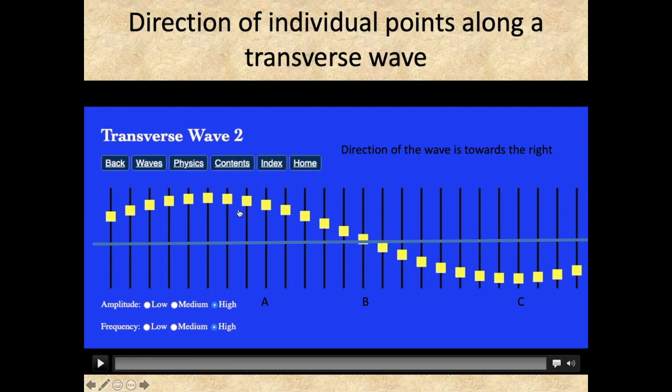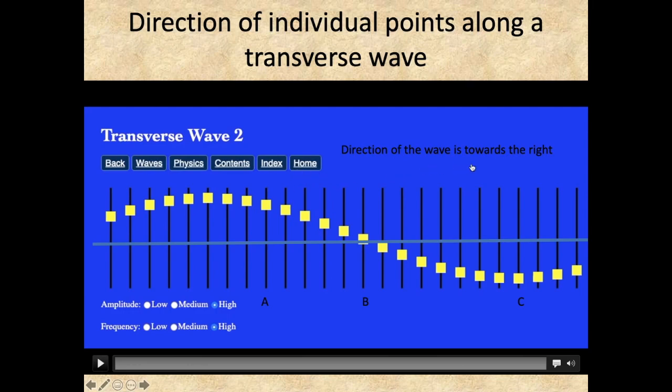And we are given that the direction of the wave is towards the right. So, with only this information, can you tell me which direction particle A should be moving? Is it on its way down or is it on its way up? Then answer the same question for particle B and for particle C. Pause the video, take a moment to think about this.